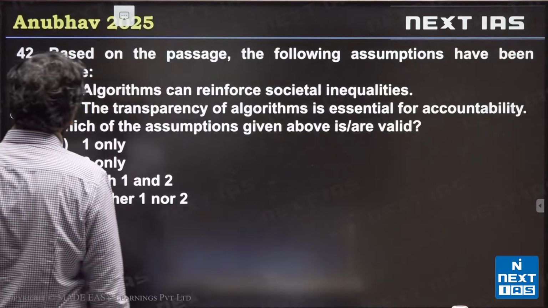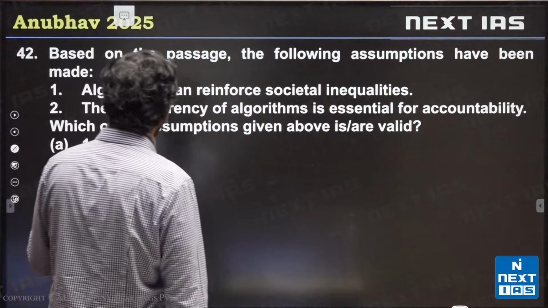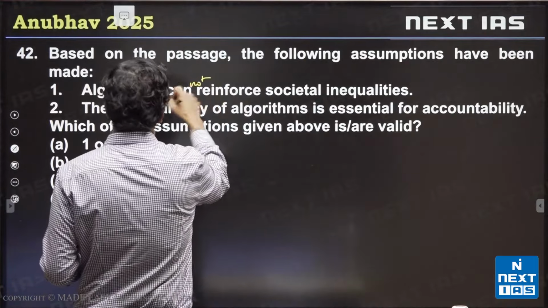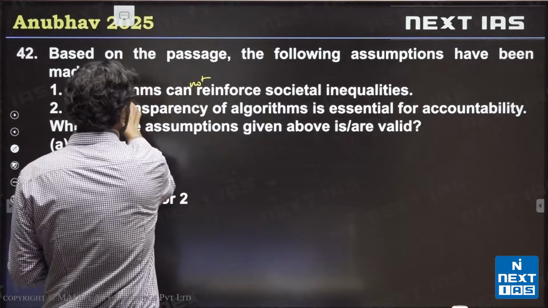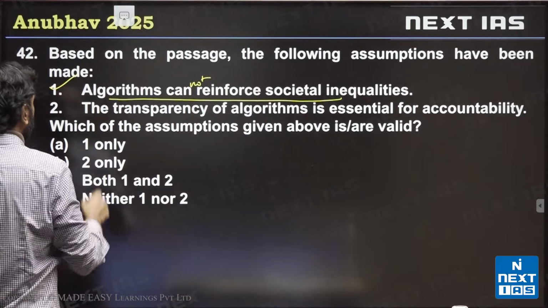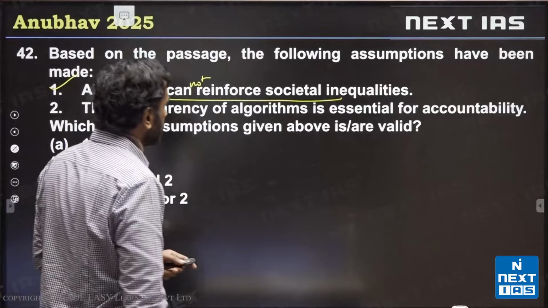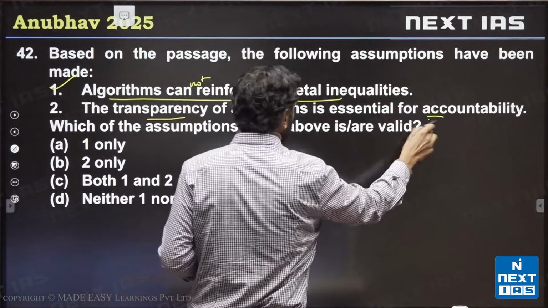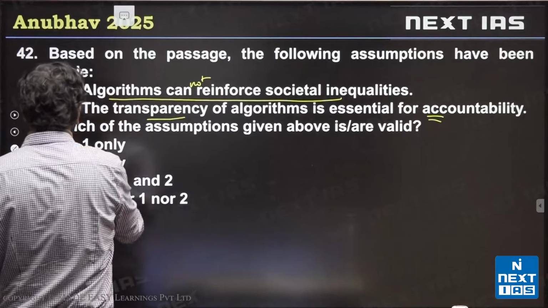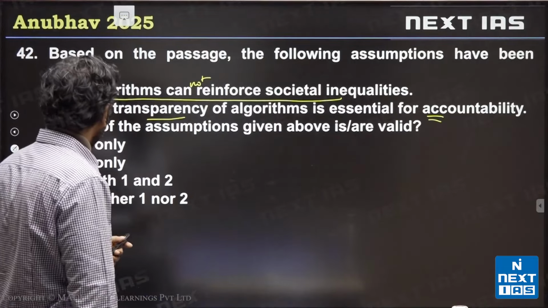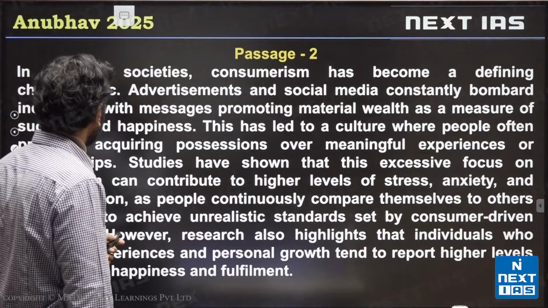All right. We are looking for assumptions. One says algorithms can reinforce social inequalities. If I said cannot, the whole passage would become wrong. This is like the main point of the author basically, given in fewer words. One is a valid assumption. Two says transparency of algorithms is essential for accountability. Without transparency, accountability is difficult, is told to us in the passage. C is the right answer for question number 42. All right, option C is the correct choice.